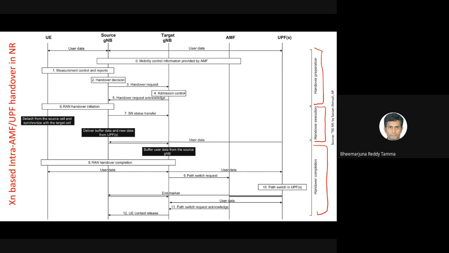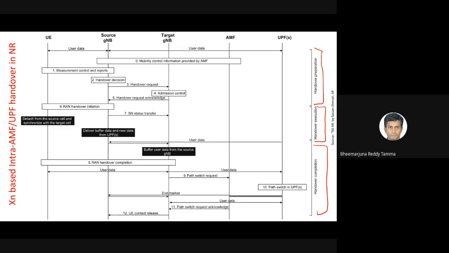Okay, sir. The handover completion happens, and then after that we do the path switch request, as in the diagram. So will there be any issue if we do it later? If in between these times, handover completion and path switch request, some data is sent to the UE, will the target gNodeB buffer it?